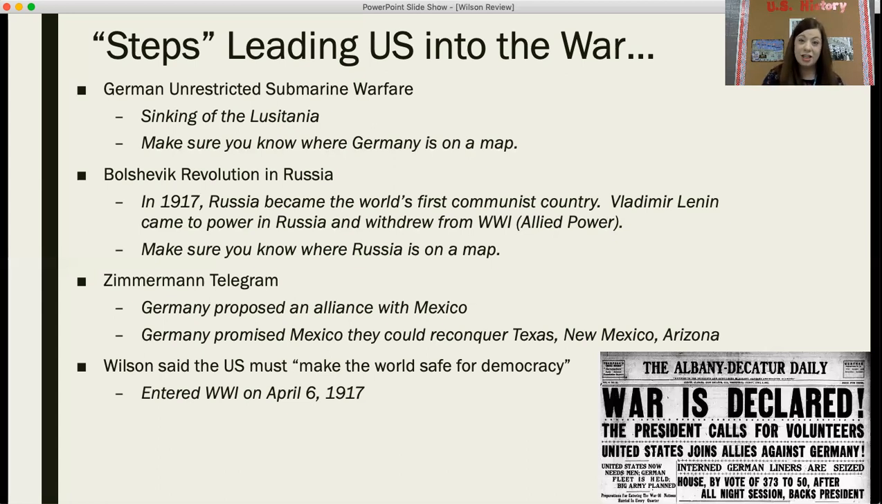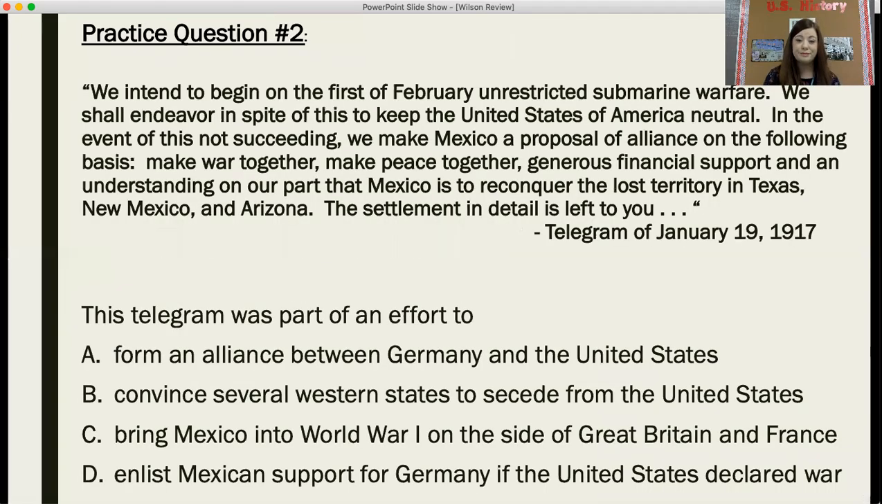Great Britain is going to intercept this telegram. They're going to decode it. They're going to give it to the United States, and we are furious. So, because of this, we will enter World War I, April the 6th, 1917. Woodrow Wilson's justification for why we had to get involved, he said we have to make the world safe for democracy. Okay, again, that's a good example of that moral diplomacy.